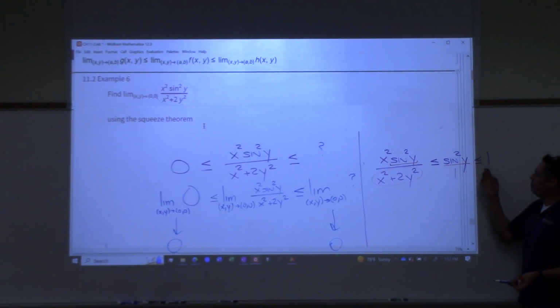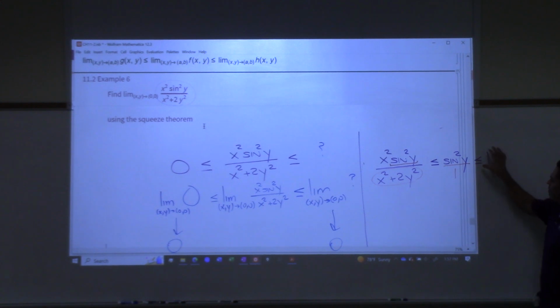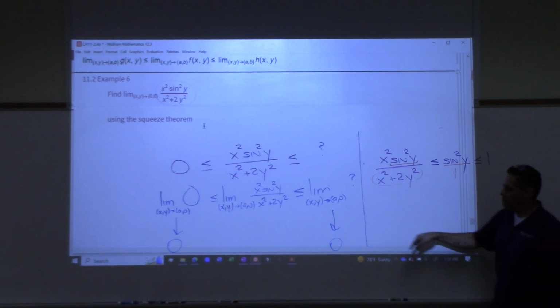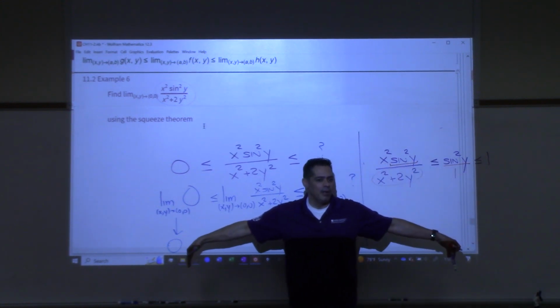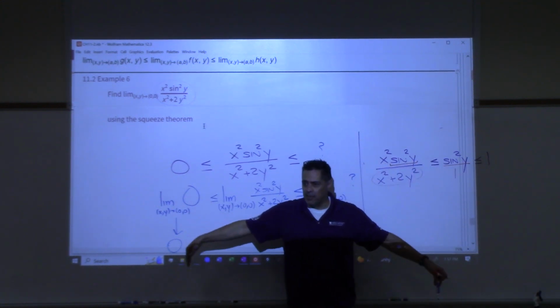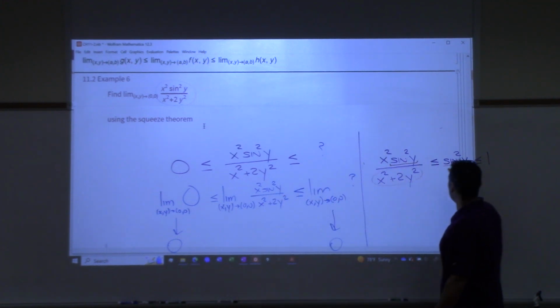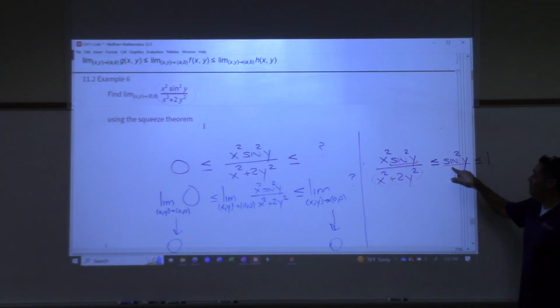I'm not sure I'm with you, because I agree with this, but if I take the limit of this, it goes to 1, and I need to squeeze between the same number. I need that to be a 0 and that to be a 0. I'm telling you this is true, but I'm trying to get someone to convince me and everyone why this is true.